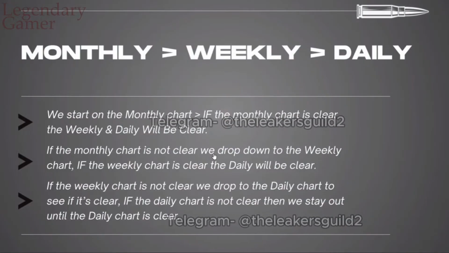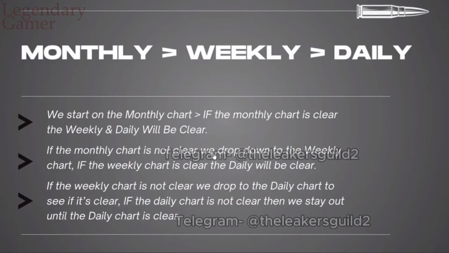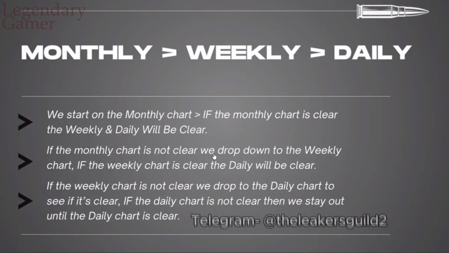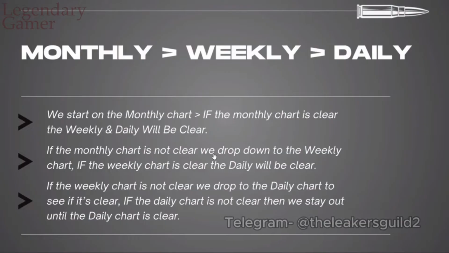to daily. So when we start off on the monthly chart, if the monthly chart is clear, then the weekly and the daily chart will be clear as well. If the monthly chart is not clear, then we drop down to the weekly chart, and if the weekly chart is clear, then the daily chart will be clear as well. Now if the weekly chart is not clear, then we drop down to the daily chart to see if it's clear. If the daily chart is not clear, then we simply just stay out until the daily chart is clear.